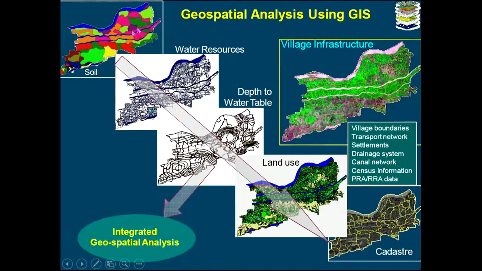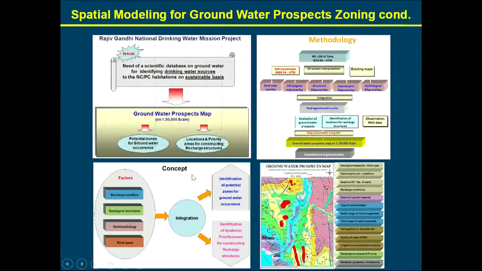Geospatial analysis using GIS. If you see it here, integrated geospatial analysis. This is your soil map, water resources, depth to water table again one layer is there, land use map is there, cadastre is there. So I can combine all these things and one integrated development plan can be generated.